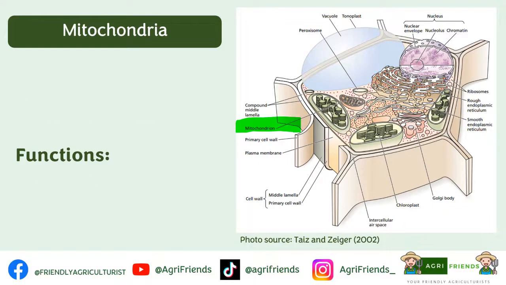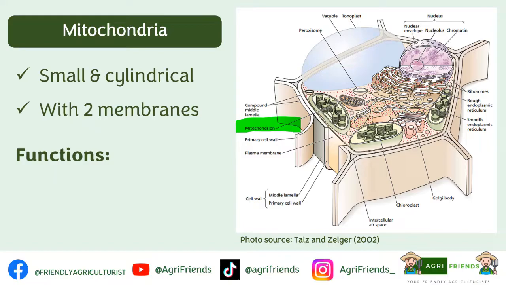The mitochondria is a small and cylindrical organelle enclosed by two unit membranes, the outer membrane and the inner membrane. The outer membrane is permeable for smaller particles, and it contains the respiratory chain component and enzymes for ATP synthesis. The inner membrane is impermeable and folded into numerous cristae. So the major role of the mitochondria is the synthesis of ATP through the process of respiration.